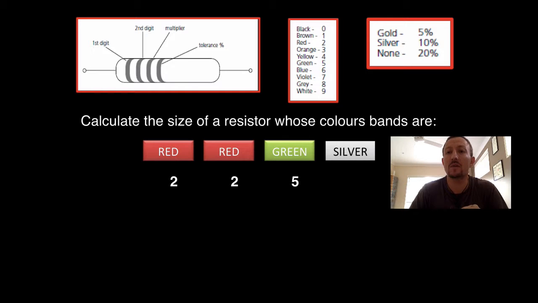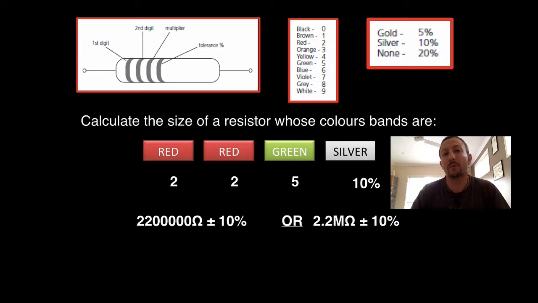Now it's also got a silver band. If I look in the third table, silver basically means I've got a 10% tolerance. So it's 2,200,000 ohms plus or minus 10% of this value. So it could be anywhere between 10% above 2,200,000 or 10% below 2,200,000. So that's the range of my resistance for my resistor. As you can see here, that's how we would write it, or I can put it as 2.2 mega ohms plus or minus 10%.